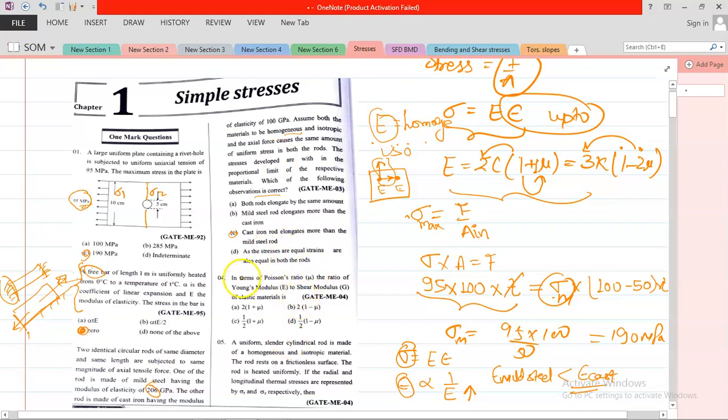Now the fourth question is, in terms of Poisson's ratio mu, the ratio of Young modulus to shear modulus of the material. I have written it here, you have to learn this: E is equal to 2C(1 plus mu). So the ratio will be E by C is equal to 2(1 plus mu). So this will be your answer for question number 4.